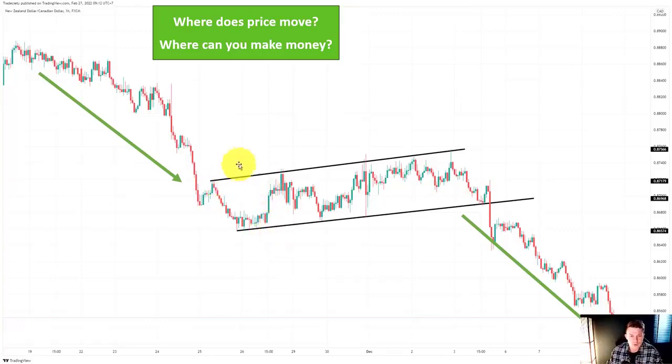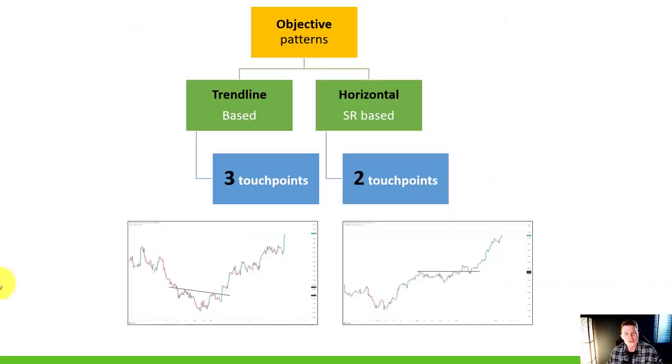For example, here we have 1, 2, 3, 4, 5. This is not random anymore. If we only would have had 2, that would be 2 random. But if we have 3, 4, 5, that is then showing us a valid pattern. Here as well, we have 1, 2, 3, 4 touch points. So we are definitely looking at a valid pattern. Why is it so important?